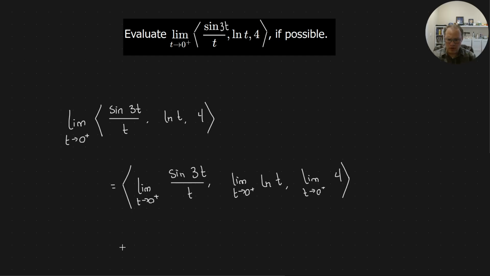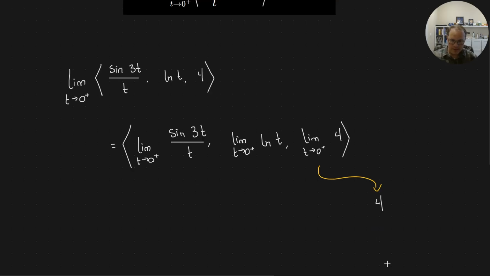So let's start with the easy one. For this one, limit as t approaches 0 from the right of 4. Well, 4 is 4 is 4. It never changes. So as t changes, that 4 just stays 4. So we are approaching 4. That one's easy. Okay. This one we may have to think about a little bit.